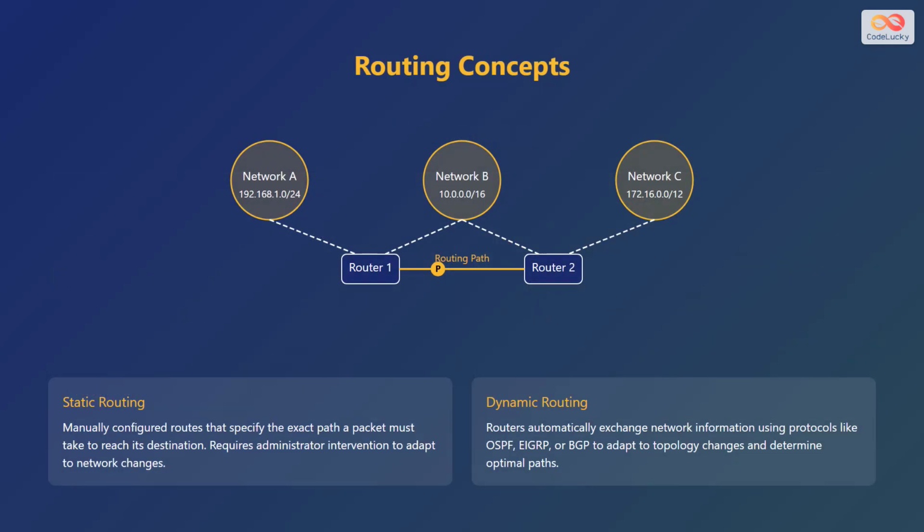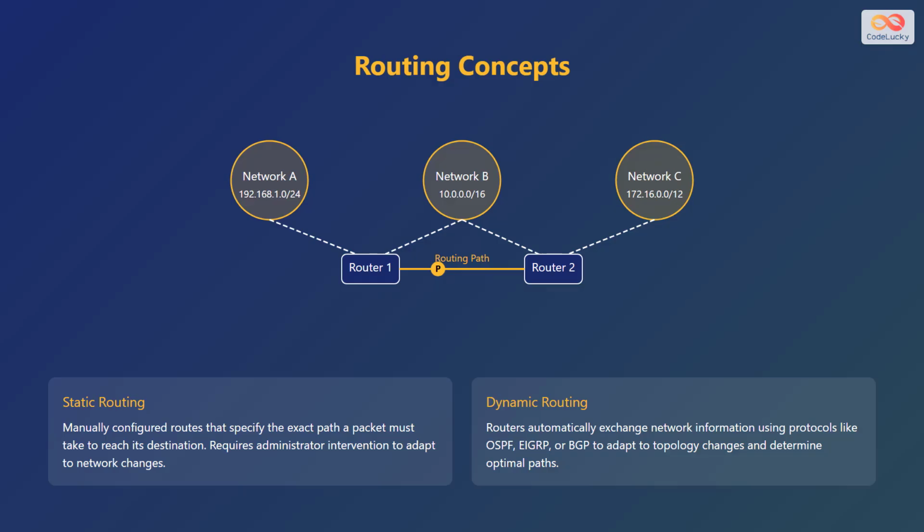Routing is a critical function of the network layer, involving the determination of optimal paths for data packets. The diagram shows how packets can be sent between networks using routers. Here we'll explore two main types of routing. First is static routing, which involves manually configured routes that specify the exact path a packet must take to reach its destination, requiring administrator intervention to adapt to network changes.